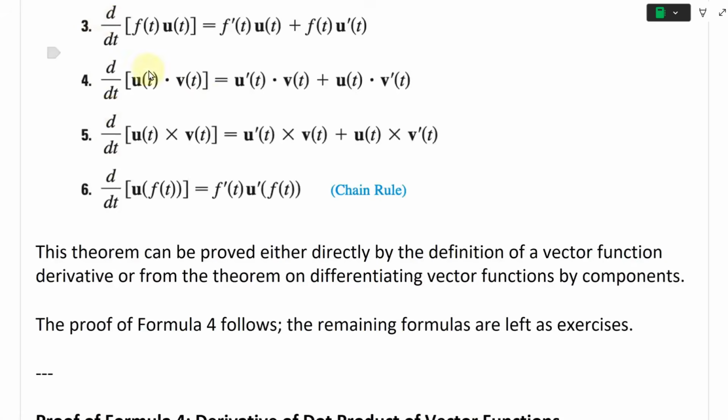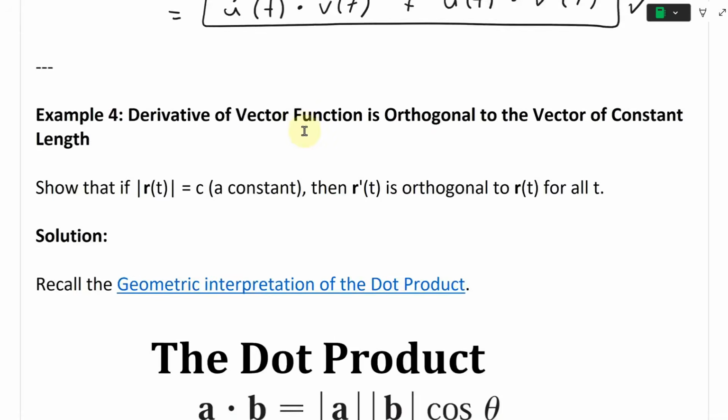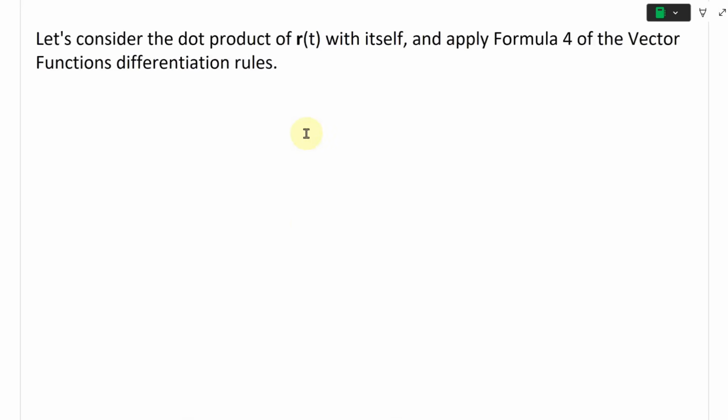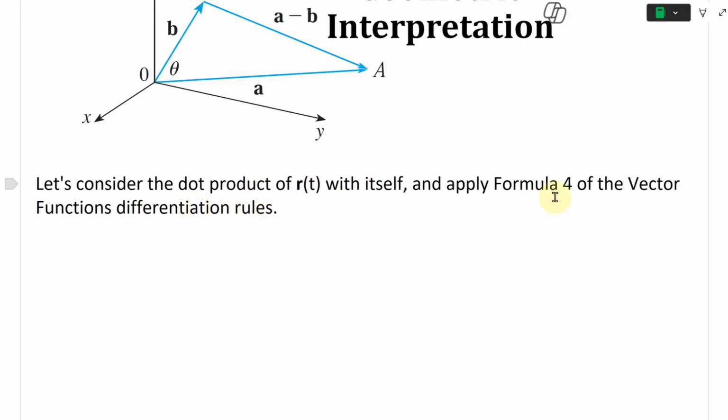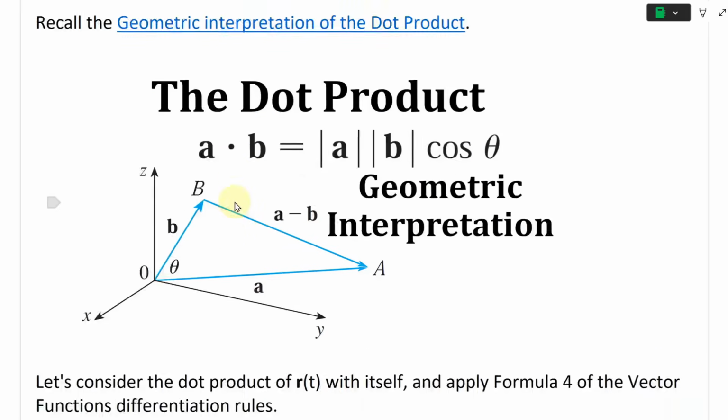So when you have two different functions like that, let's go ahead and see what happens. We're going to take the dot product by itself and apply formula 4. Okay, so first let's take the dot product by itself. So if we have r of t dot product by itself, this equals, and we're going to use this geometric interpretation.